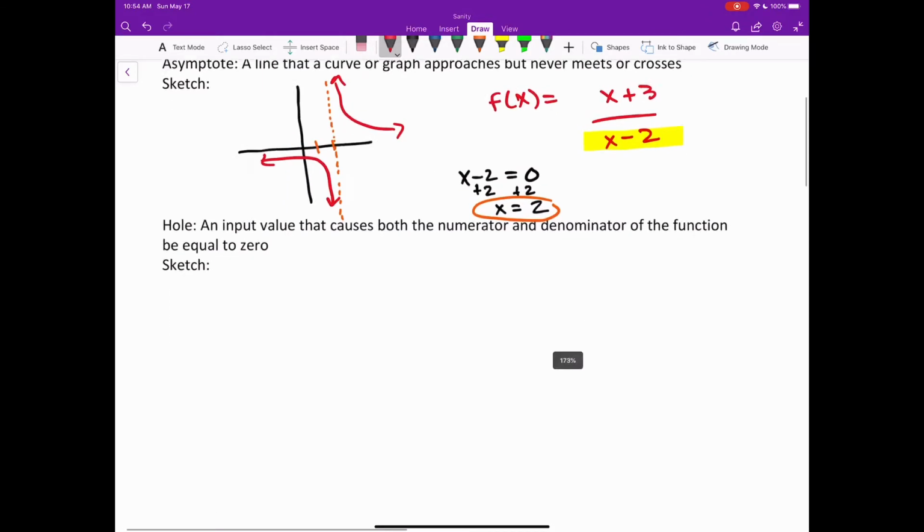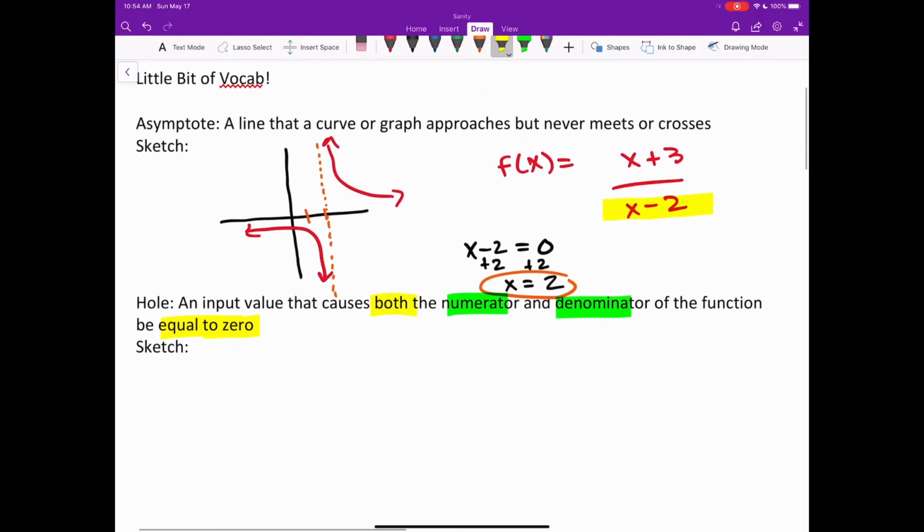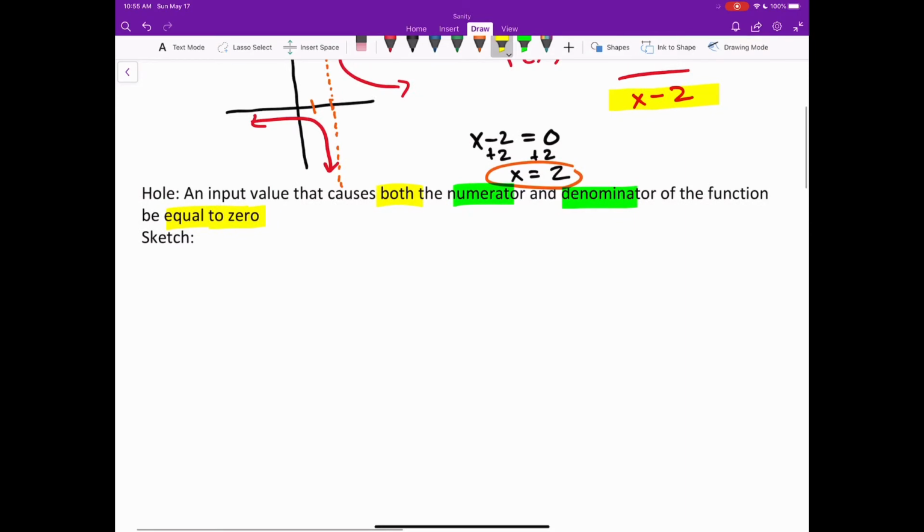Here's the new thing, a hole. An input value that causes both the numerator and the denominator of the function to be equal to 0, all right? So the difference with our asymptote, where we were looking at the value that only the denominator is equal to 0, now we're possibly seeing that the numerator and the denominator might both be equal to 0 with a single x value. So I'm going to throw out an example real quick.